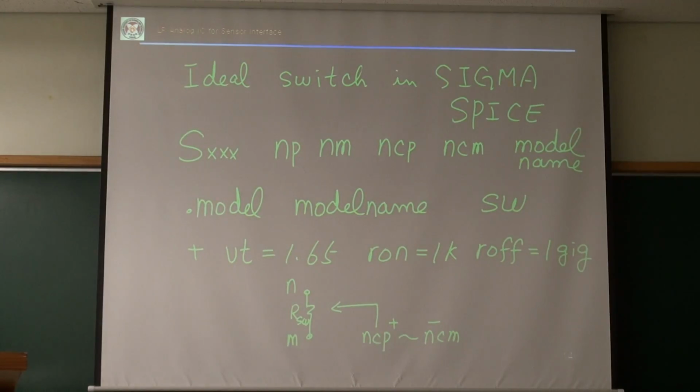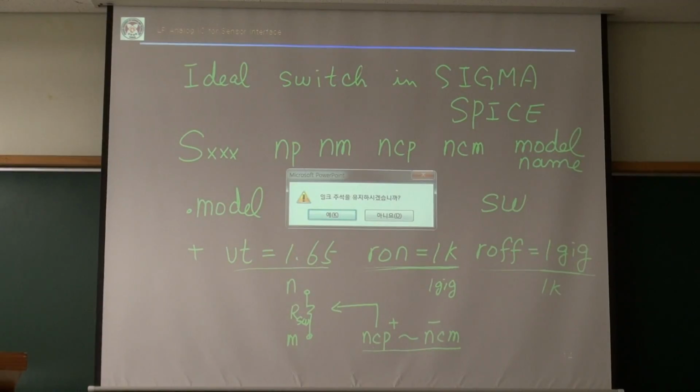When this voltage is smaller than the threshold voltage, the switch resistance becomes the off resistance. When this voltage is larger than the threshold voltage, it turns into the on resistance. So this is kind of MOS style. If you want to change it, on is 1 gig and off is 1K, it's a PMOS switch. Okay? You can simulate it.